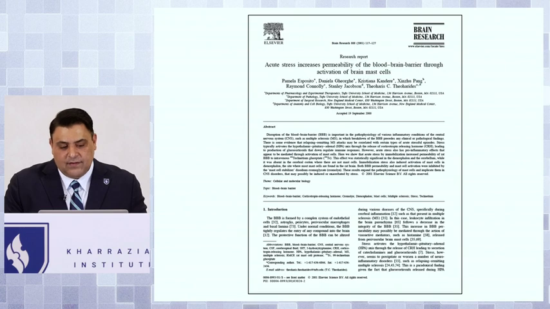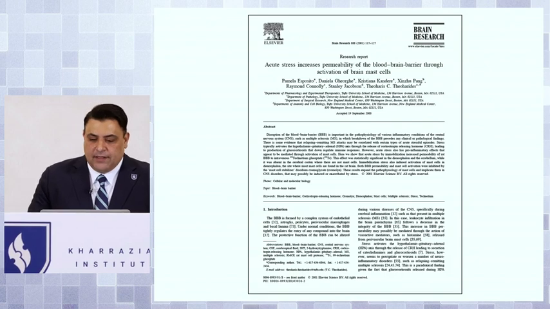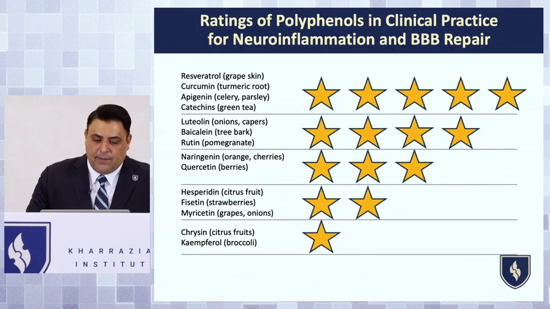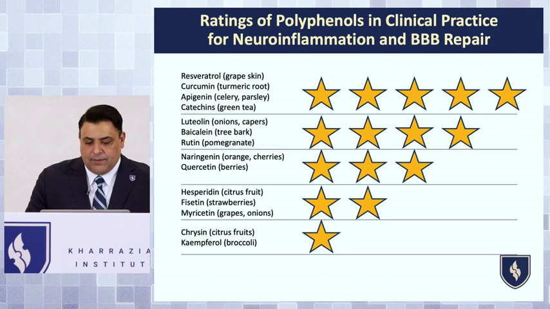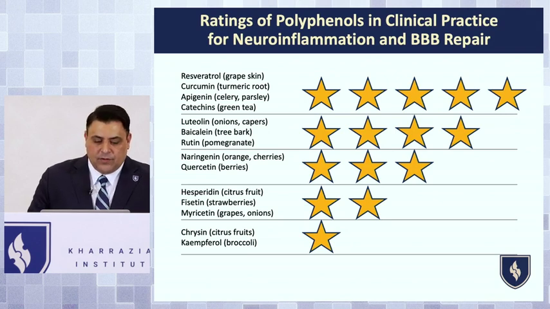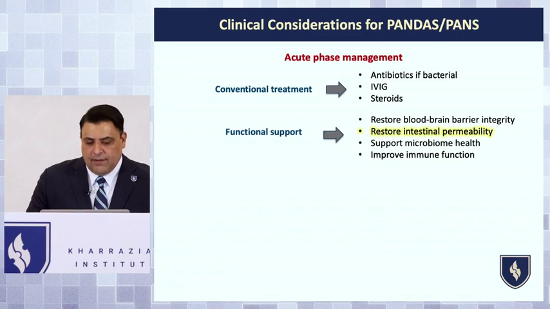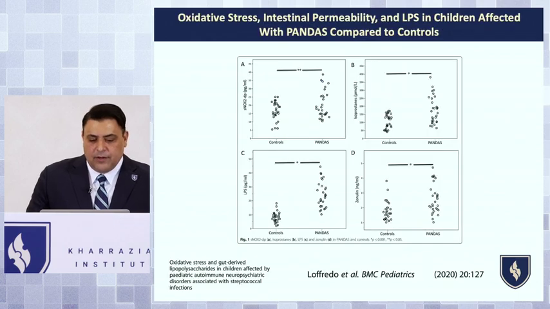And then acute stress has an impact on blood-brain barrier permeability, so you want to try to limit stress as much as possible for the child. And these are natural compounds that dampen neuroinflammation and may be supportive for blood-brain barrier issues. Resveratrol and curcumin are the ones I personally like the most to have effect there. And during the acute stage, as you're supporting the blood-brain barrier, you may want to improve the intestinal barrier.